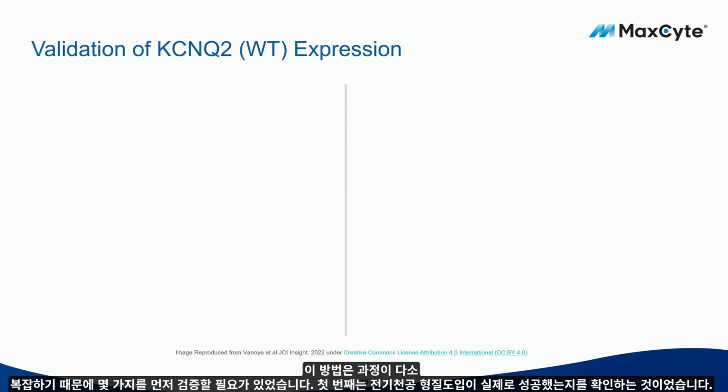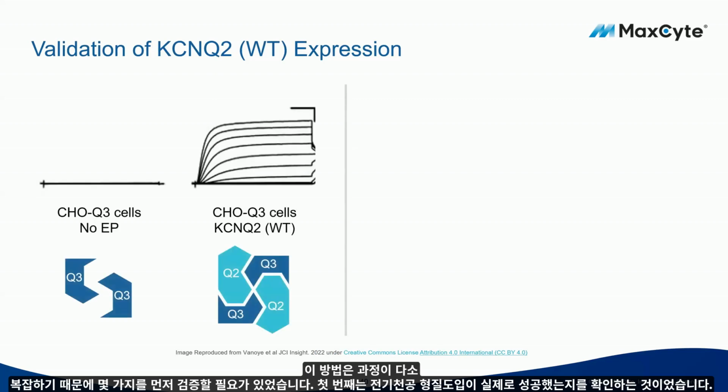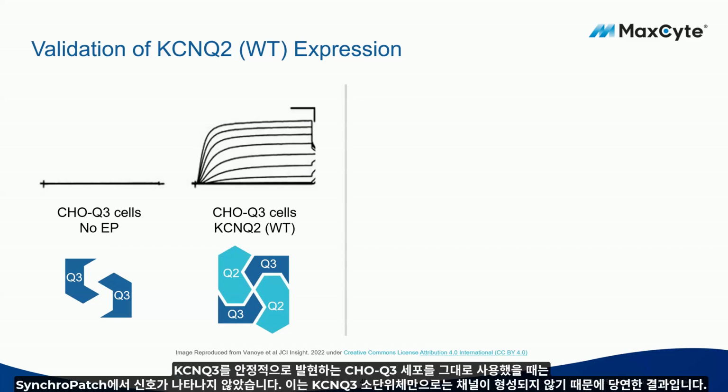Since this method is quite elaborate, they have to validate some of the points first. Now, the first point is whether the electroporation transfection actually worked. So the CHO Q3 cells, stably expressing KCNQ3, the ones that did not get electroporated had no signal on the SyncroPatch, which makes sense because the KCNQ3 subunits on their own didn't make a channel.